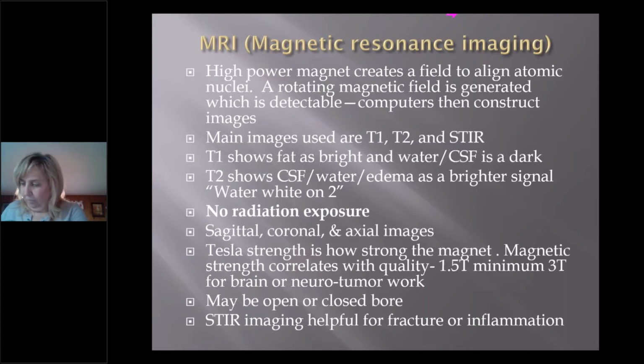T1 shows fatty tissue as being bright or white, and water or CSF as dark. So there are definitely differences in the way it's going to look. T2 shows CSF or water as a lighter gray or a whiter signal. And one of the easy ways to remember it is water is white on 2. So if you see CSF and you see white, you know it's a T2 weighted image.